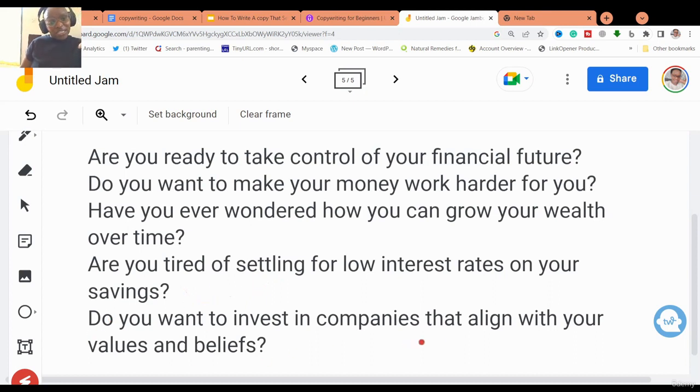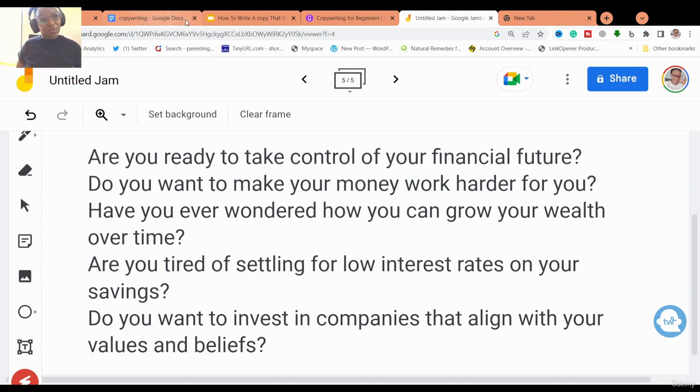So, do you want to invest in companies that align with your values and beliefs? Oh, yes, I do. I really do. So, when you're crafting your rhetorical questions, remember to always keep your target audience in mind. Remember to know their needs, their wants, and craft your rhetorical questions. Tailor your rhetorical questions around that, around your goals and how you're solving their needs.